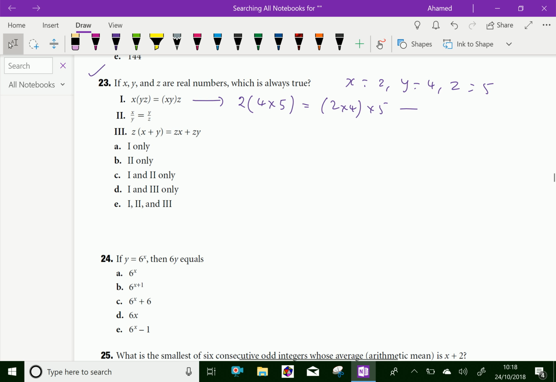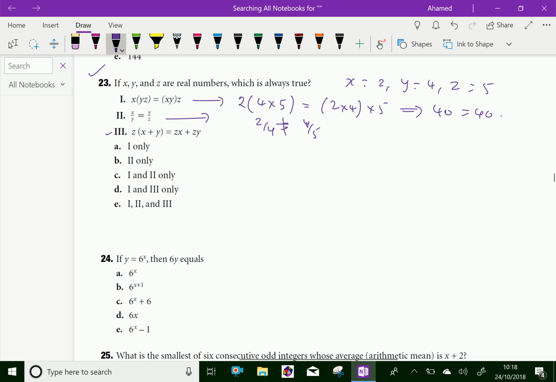Here, 4 into 5 is 20, 20 into 2 is 40, and 2 into 4 is 8, 8 into 5 is 40. The second choice is not possible. Check: X over Y is 2 over 4, which is not equal to 4 over 5. So choice 2 is not possible. It would be possible only when X, Y, Z are in arithmetic progression, like 2, 4, 6 or 1, 2, 3.